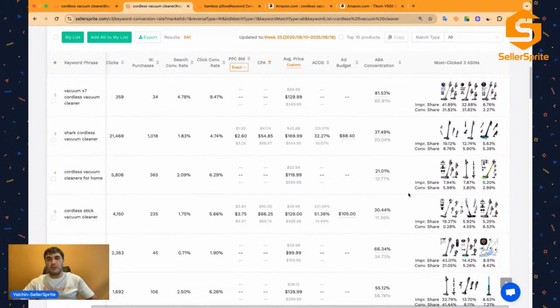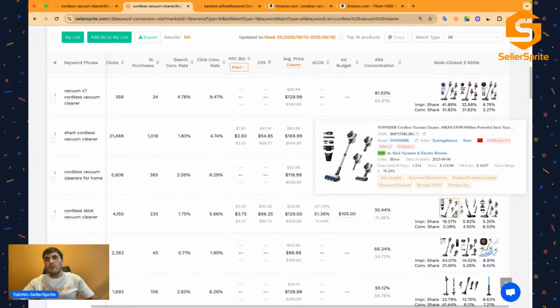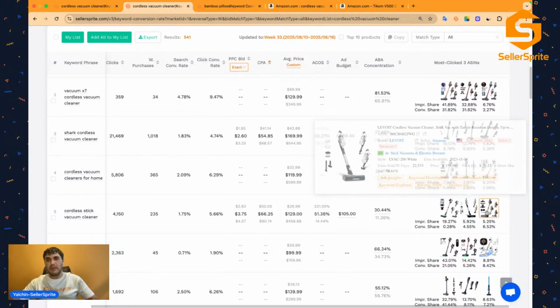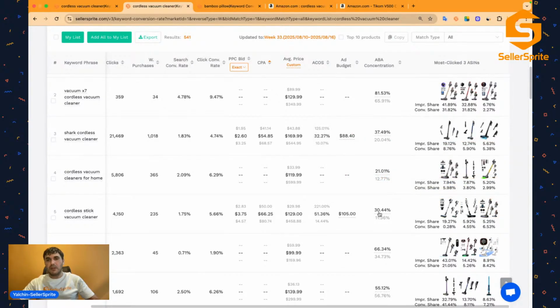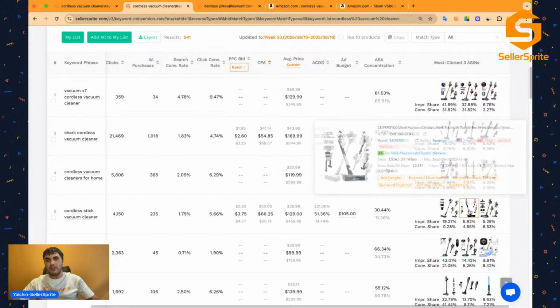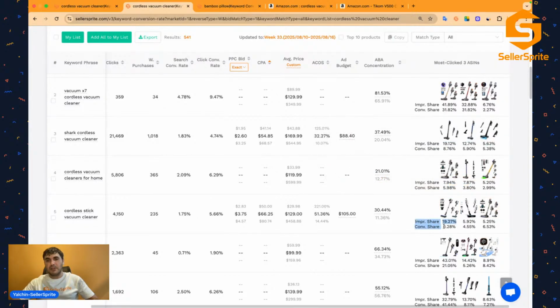It's essential to focus on, for example, cordless stick vacuum cleaner. The impression is fine. Also, the clicks are fine. These metrics are very good. What those products are, we can see from here. Okay, we see this one, two, three. Those three products got mainly the impressions and the clicks. Under that, we are going to see impression share, click share, and conversion share.